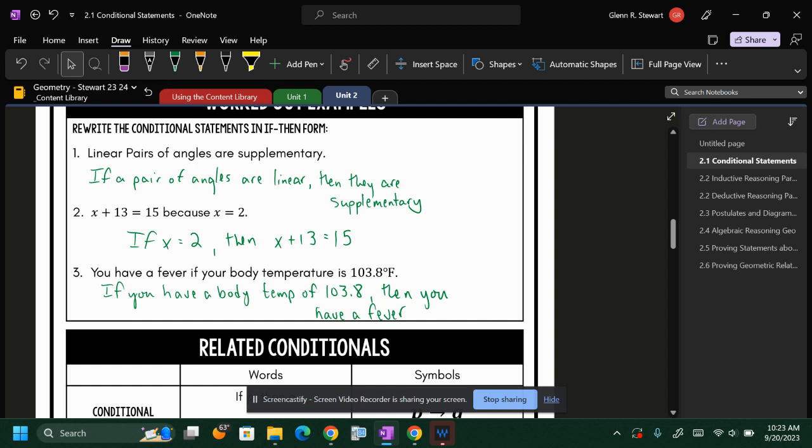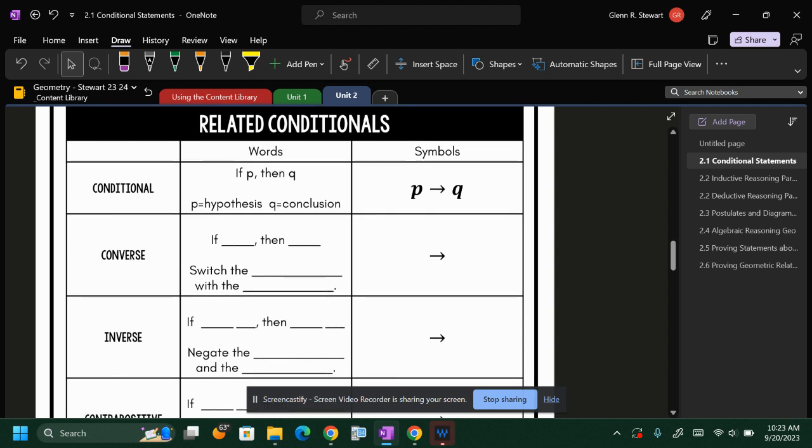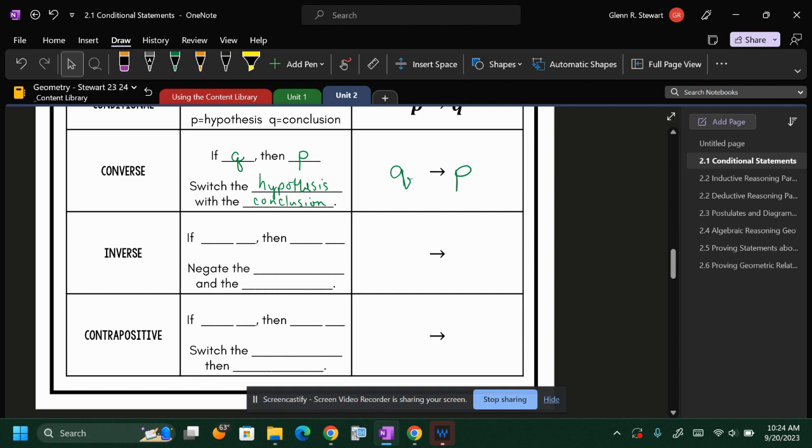If I do go too fast, again, you can always fast forward, or you could always pause the video. You can fast forward, you can rewind. But here are some different types of related conditionals. These are the ones that we mainly use. And I put them in if P then Q. So like if your hypothesis, then your conclusion. So you can also switch them. You can make it if Q then P, where we switch the hypothesis with the conclusion.